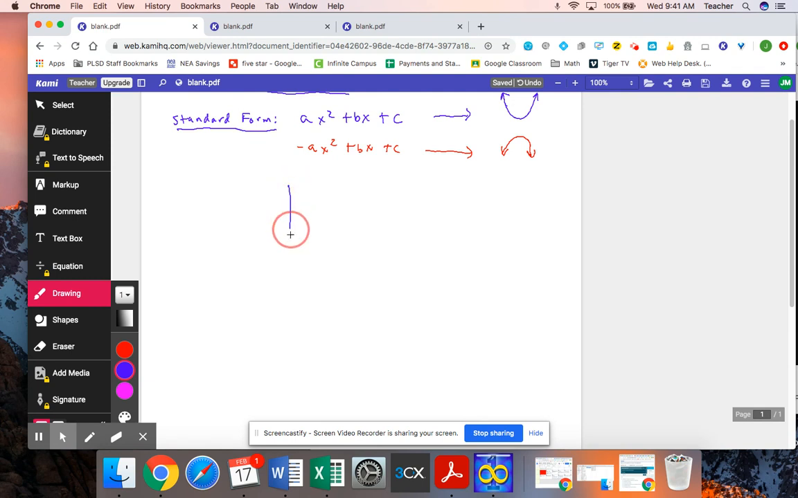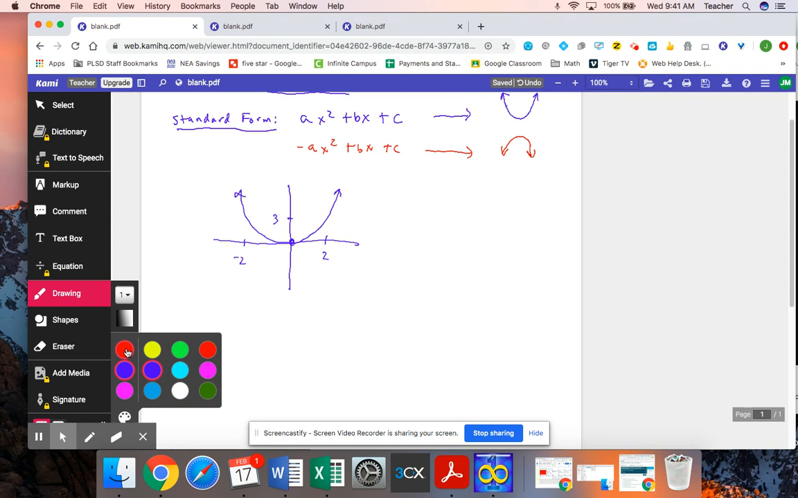So let's just say I give you a graph of a function. And let's just say that at 2 and at -2, and then here, and then here, and then here. Let's just say that's our function. Let's say that this was at 3. All right. So recognize that first off, my A must be positive.